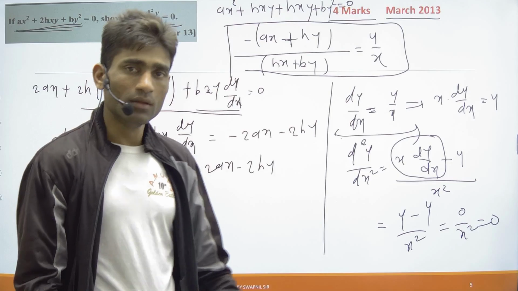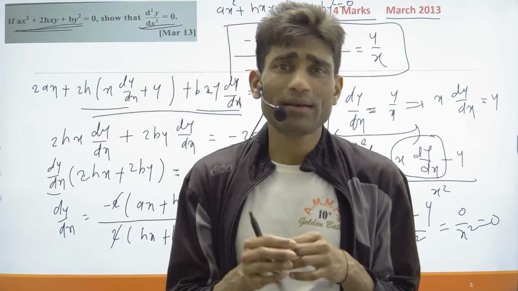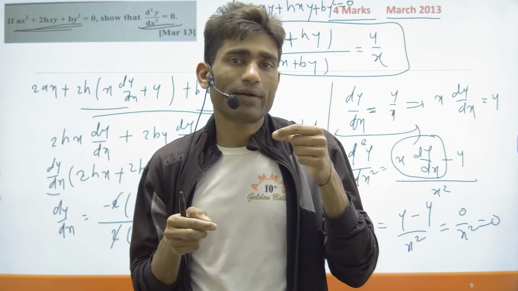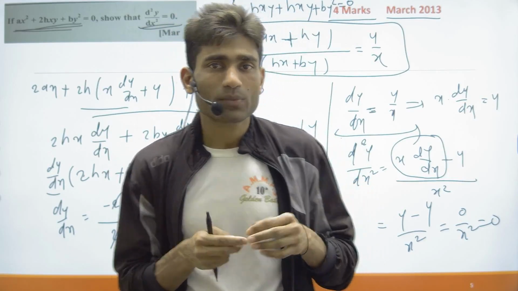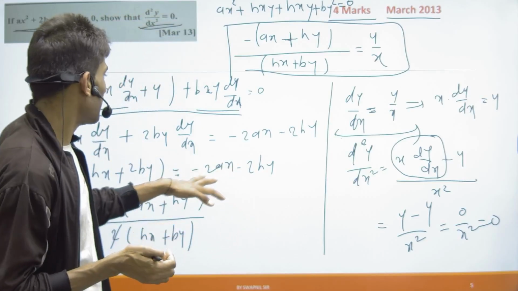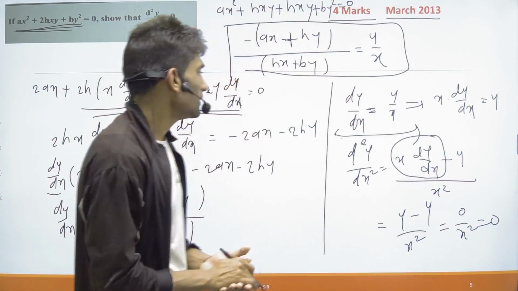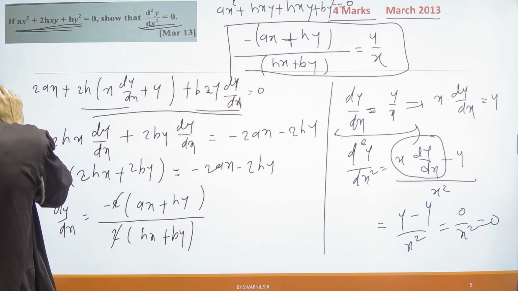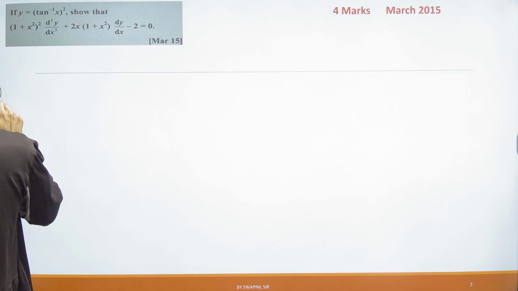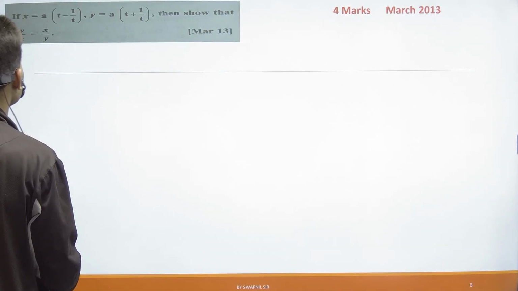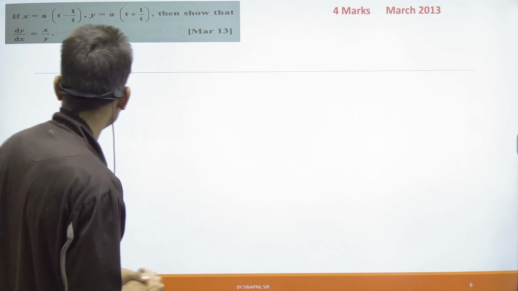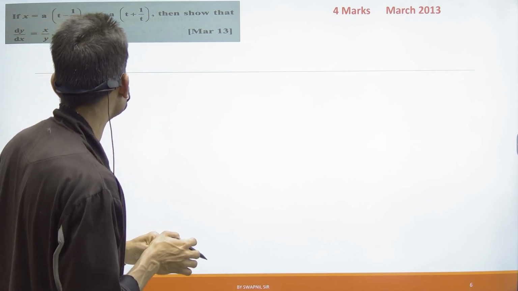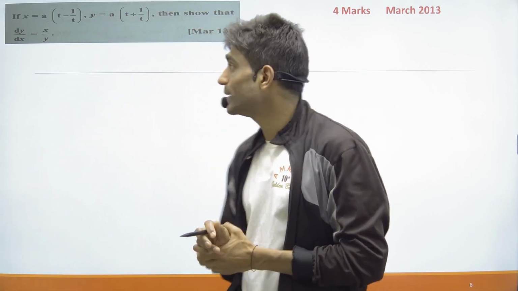In some conditions, we cannot predict the next step, which means we have to solve further and further till we get the last step. So after solving this one, you will get the answer 0. I'm expecting that you have all understood this solution. Nothing is difficult here. Let's move to the next example. Maybe two more examples are there. x is equal to a into (t minus 1 by t) and y is equal to a into (t plus 1 by t). Then we have to show that dy by dx is equal to x divided by y.